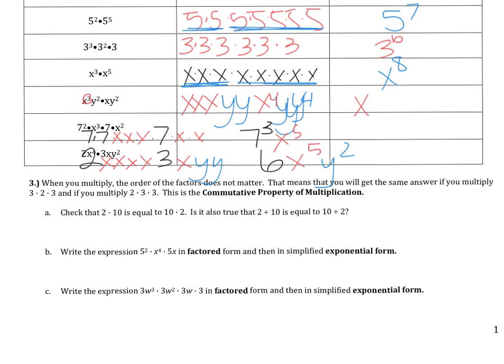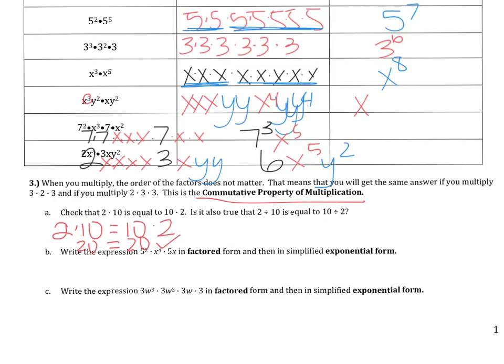Before we move on to the next page, we're going to look at 3a. So when you multiply, the order of factors does not matter. That means that you will get the same answer if you multiply 3 times 2 times 3, and if you multiply 2 times 3 times 3. This is the commutative property of multiplication. So we want to check that 2 times 10 is equal to 10 times 2. So if we take 2 times 10, we get 20. 10 times 2 is 20, so that works out.